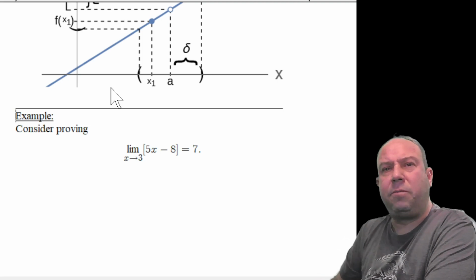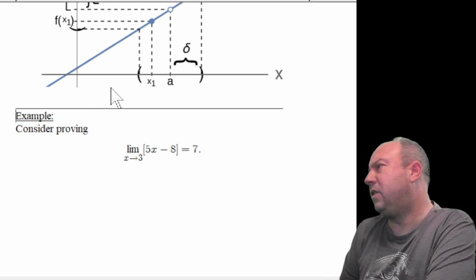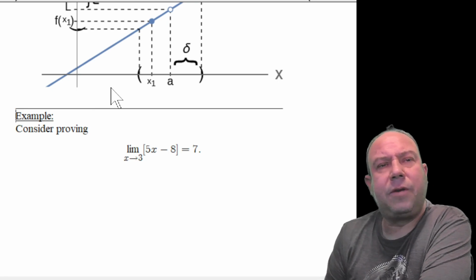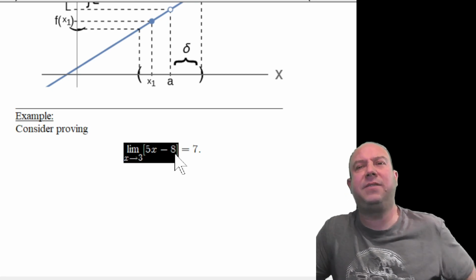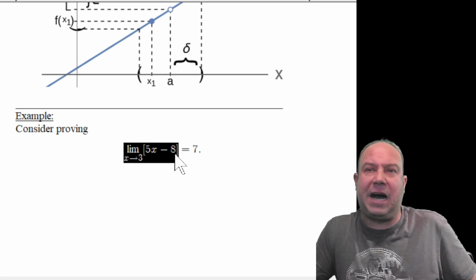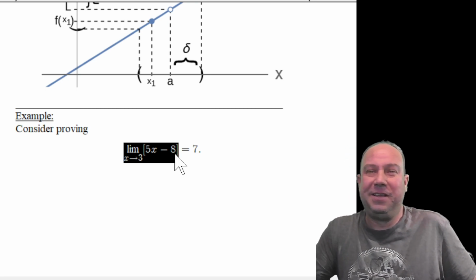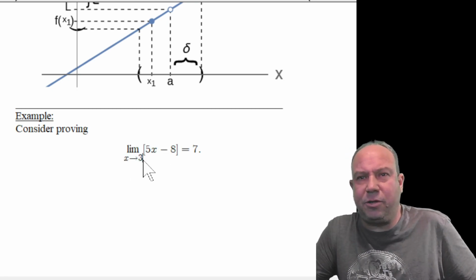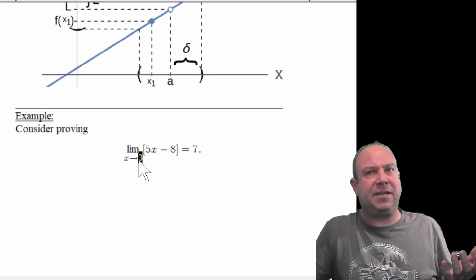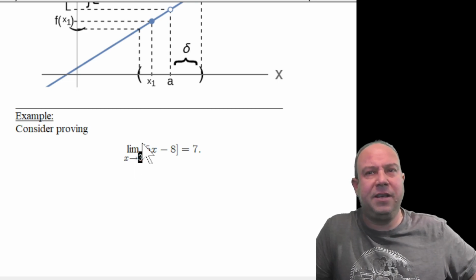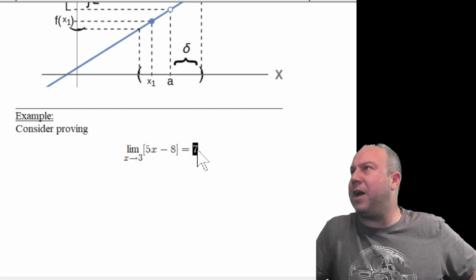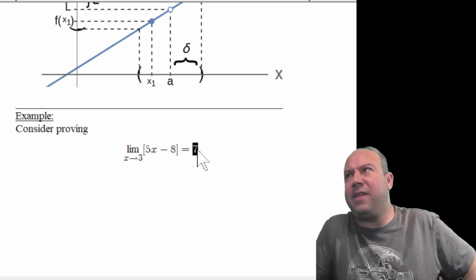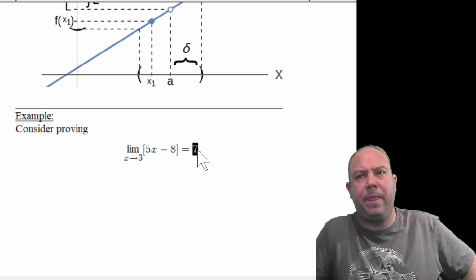We're going to start with a real simple proof, the proof of a linear function. Here we might consider proving the limit as x approaches 3 of 5x minus 8 is equal to the value of 7. And we can get there through substitution. We know by technique we don't need the epsilon delta definition to evaluate this. It is just 5 times 3, which is 15, minus the 8 equals the value of 7. We can find that result using the substitution rule.